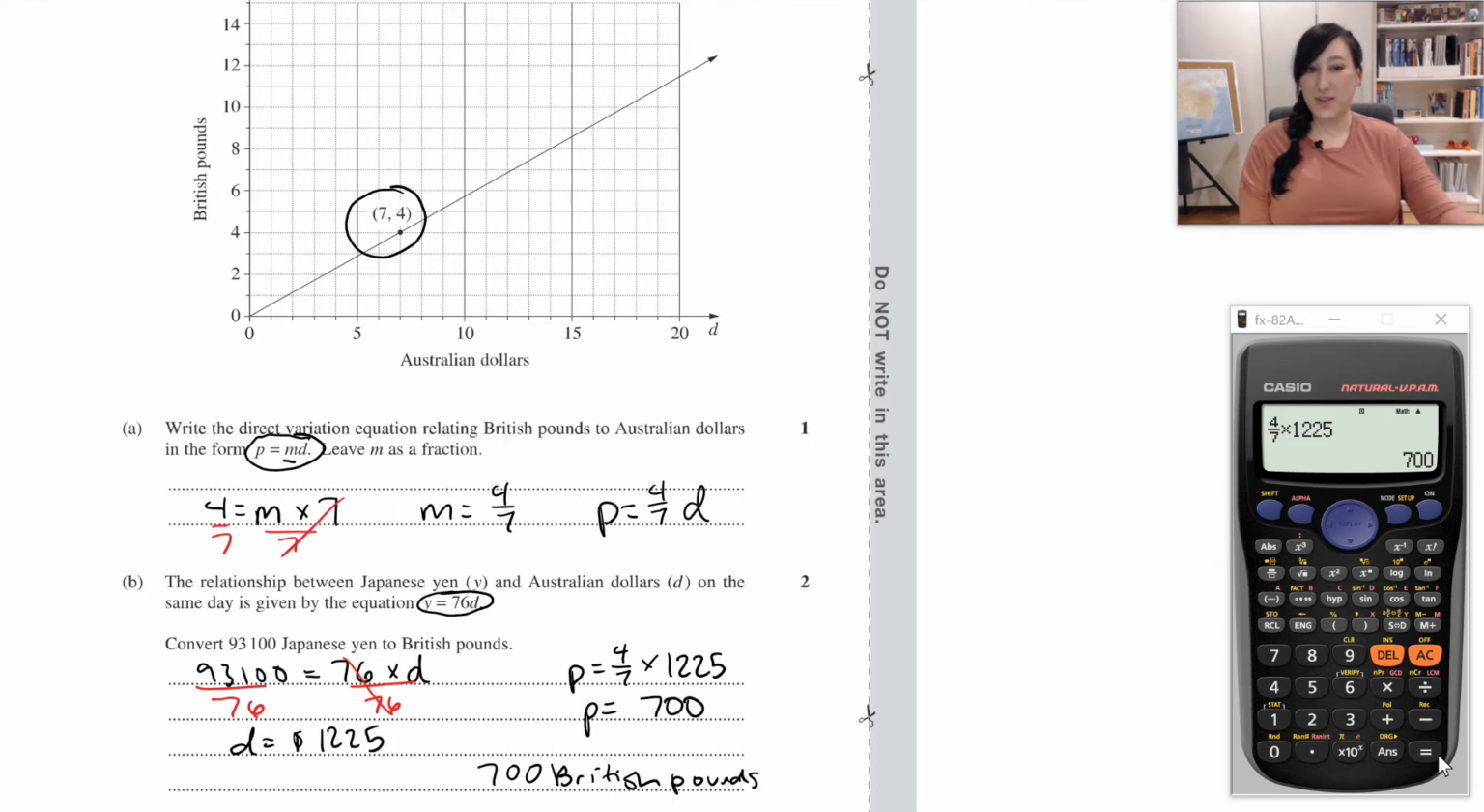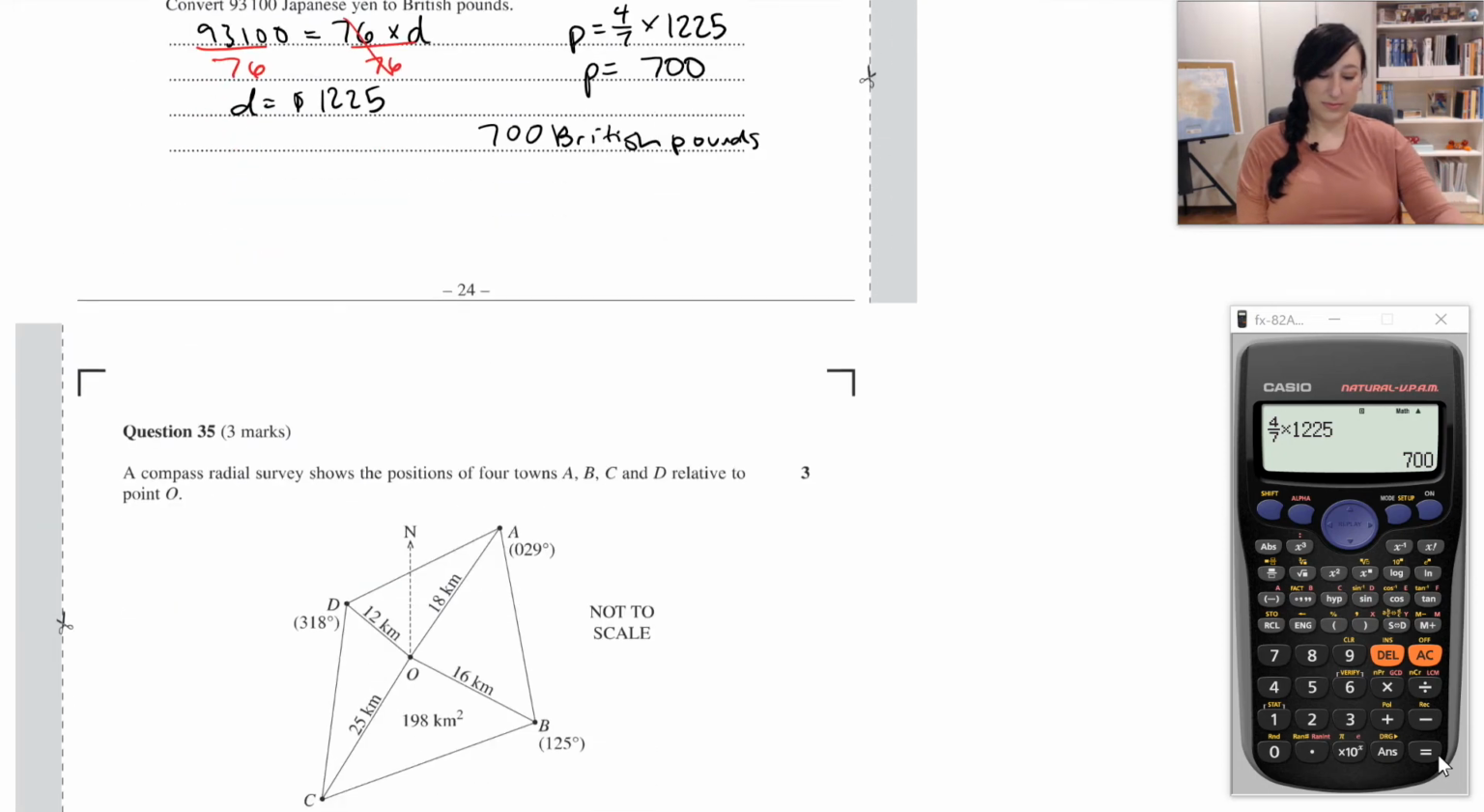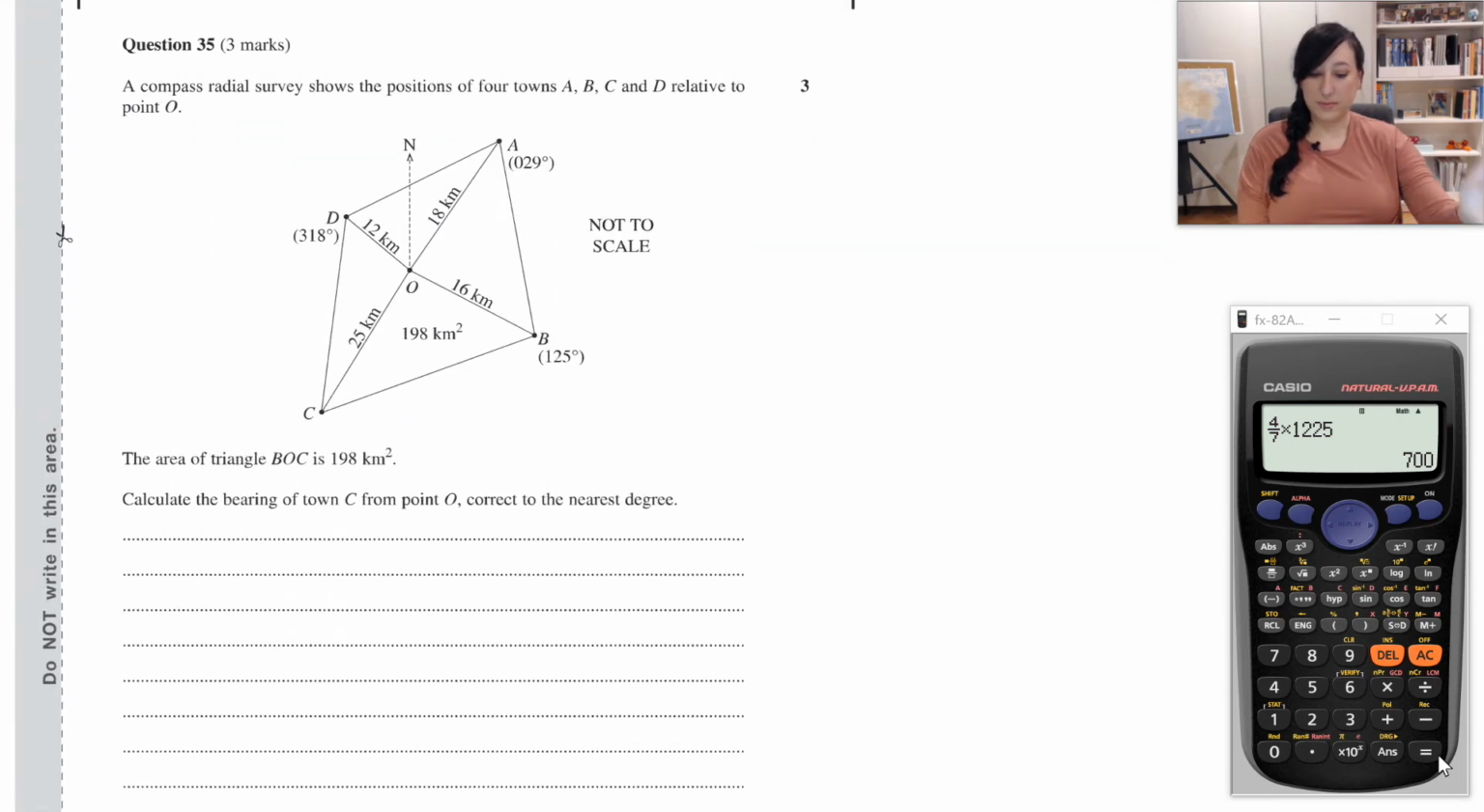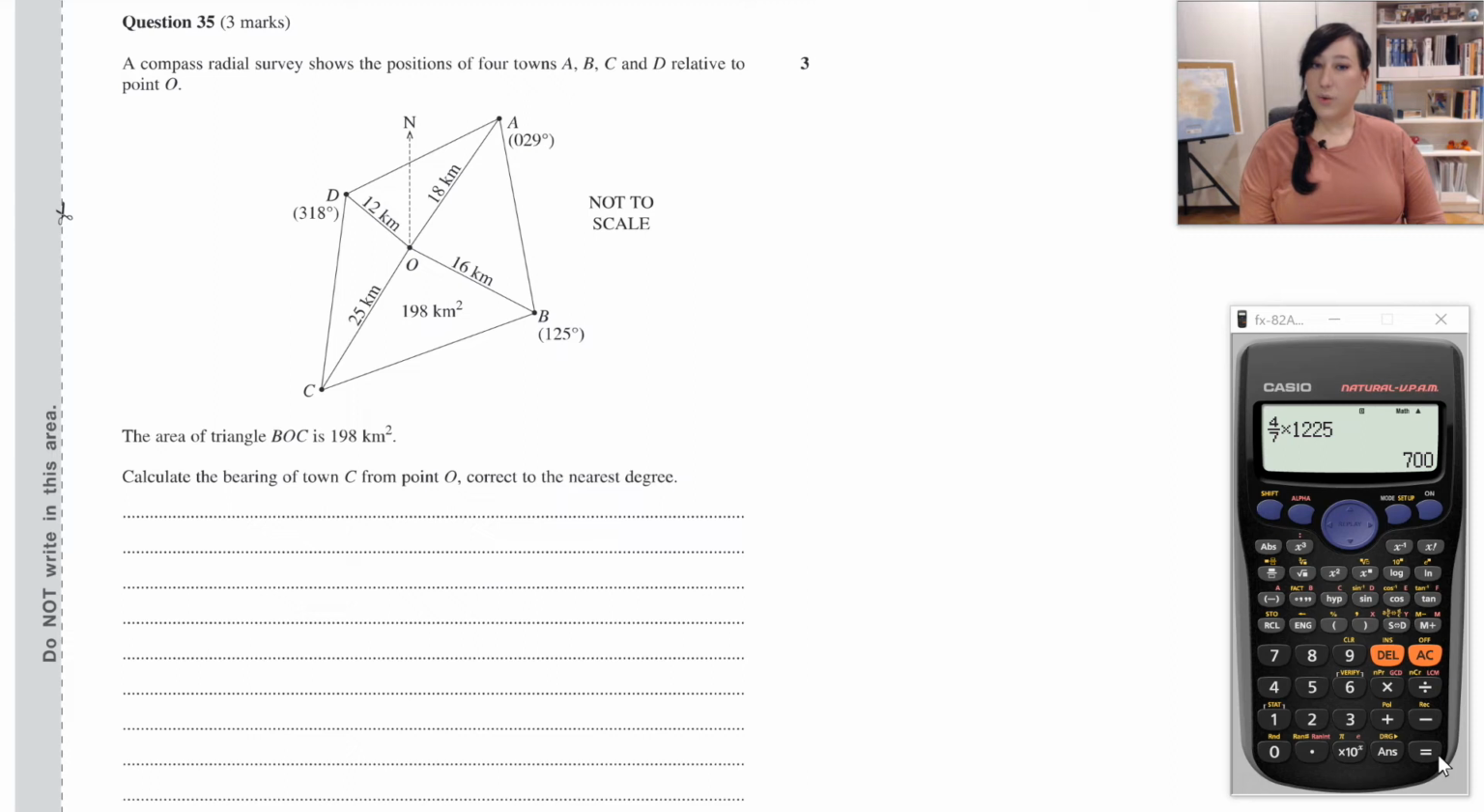Okay, let's go to question 35. Question 35 says, a compass radial survey shows the positions of 4 towns, A, B, C, and D, relative to point O. We have a diagram, and then it says, the area of triangle BOC is 198 square kilometers. Calculate the bearing of town C from point O, correct to the nearest degree.